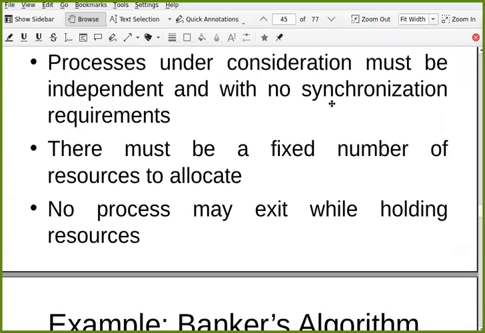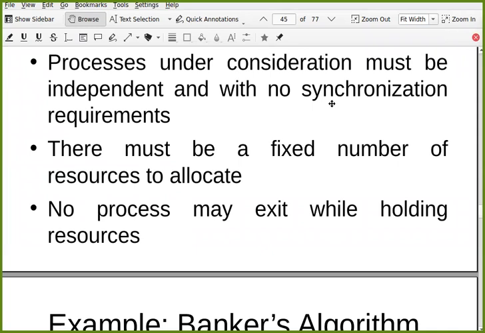There must be a fixed number of resources to allocate. And of course, that is another restriction, that a fixed number of resources must be there to allocate to the processes, and no process may exit while holding resources. So if some process is currently holding some resource, it cannot exit, though it is not under the user's control, but that is required.